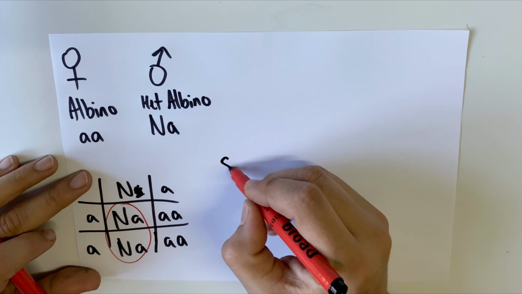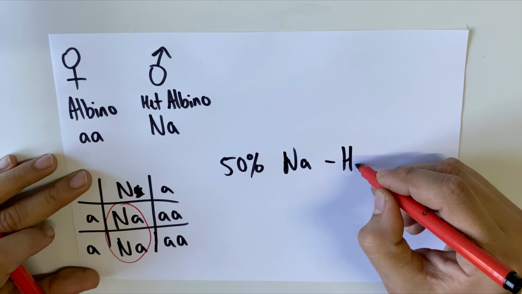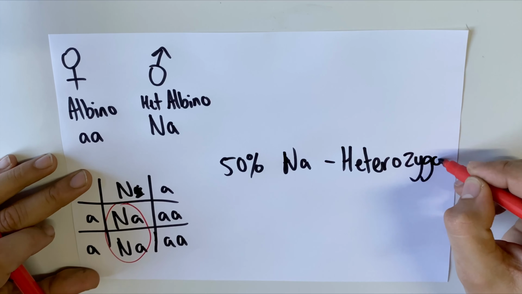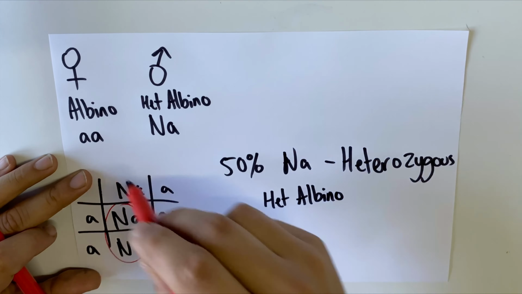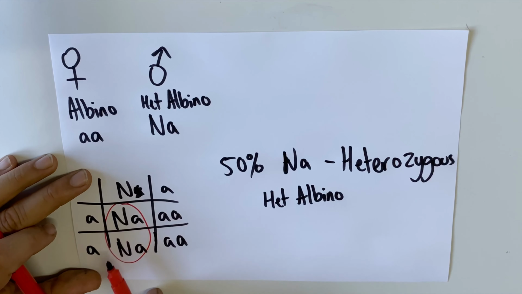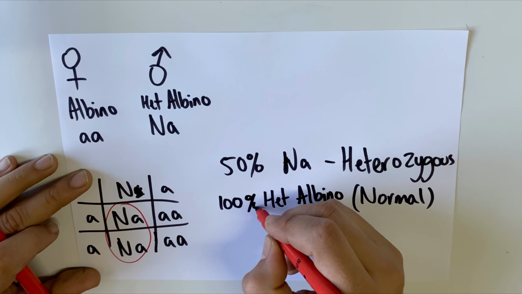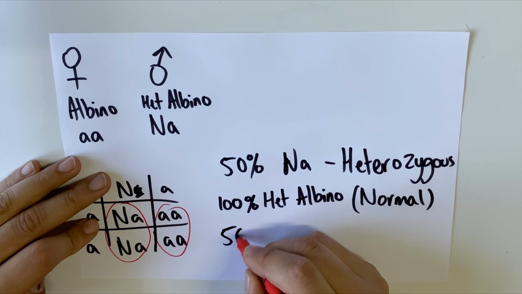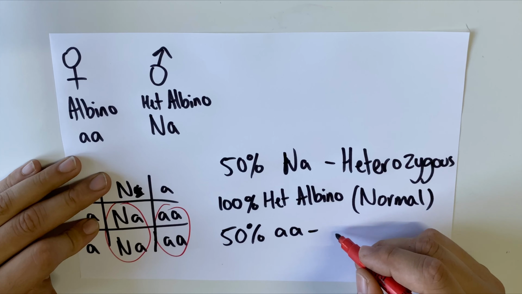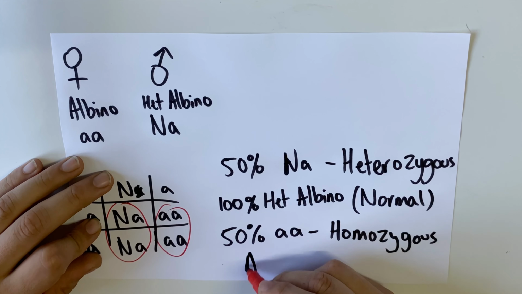So 50% of them will be het, capital N, little a, heterozygous, which are basically het albino. And because this came from a visual female, you know guaranteed there are no normal babies here that are homozygous normal. You know every normal looking baby is 100% for sure carrying the gene for albinism. And then the other 50% of this clutch would be little a, and they would be homozygous, so two of the same. And they would be visually albinos.